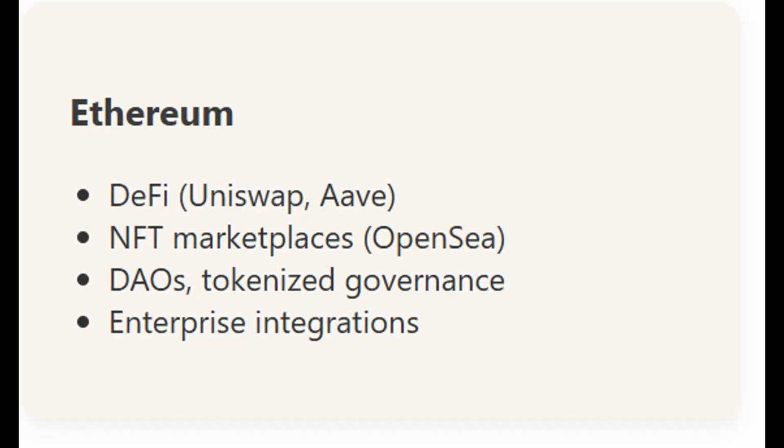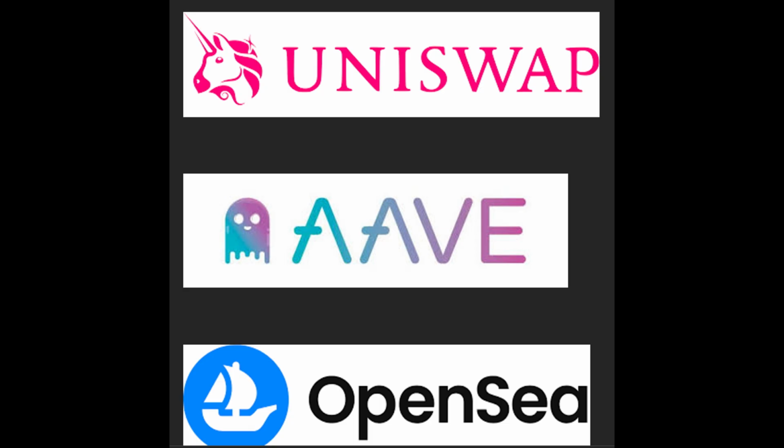For Ethereum, we have DeFi, we have Uniswap, which is a basic swap, we have Aave, the NFT marketplaces like OpenSea, DAOs and tokenized governance, and then enterprise integrations. All these are applications of the Ethereum API in the real world.